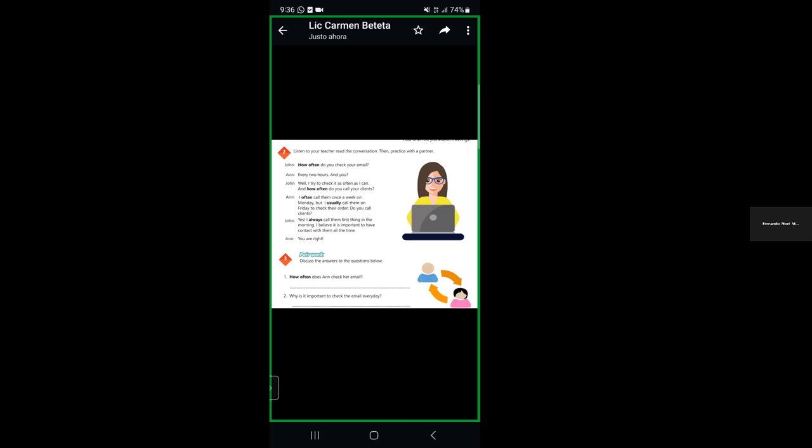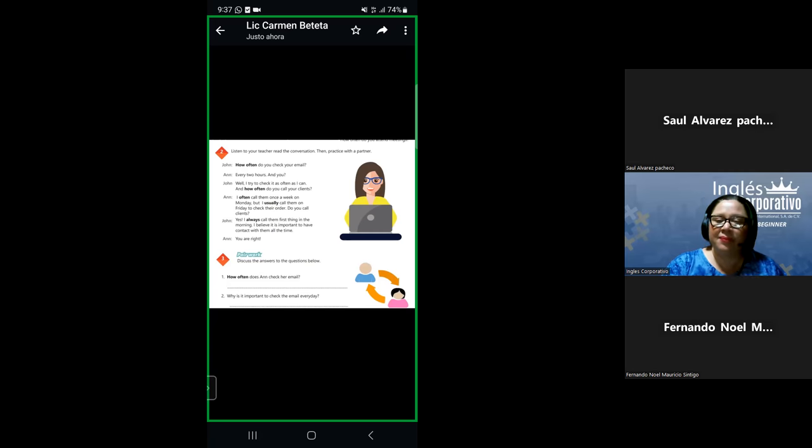And very good. But you have to link the words. I try to check it as often as I can. As often as I can. Check it as often as I can. Right? Check it as. Check it. Well, I try to check it as often as I can. Great. Yes, that's correct.